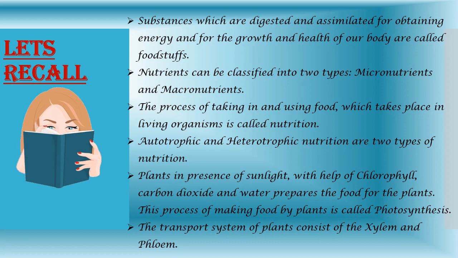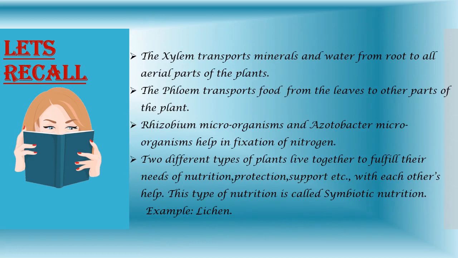Then plants, in presence of sunlight, with the help of chlorophyll, carbon dioxide and water, prepare the food for the plants. This process of making food by plants is called photosynthesis. And the transport system of plants consists of the xylem and the phloem. The xylem transports minerals and water from root to all aerial parts of the plants. The phloem transports food from the leaves to other parts of the plant.